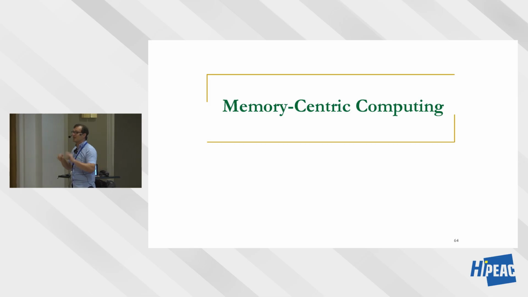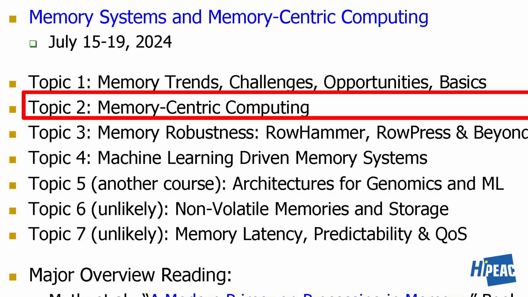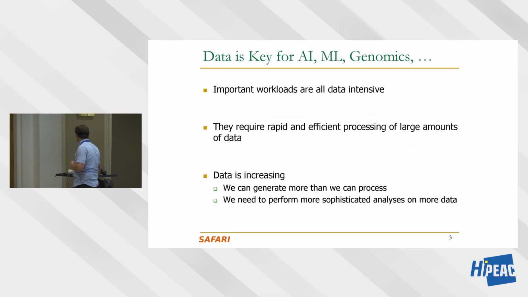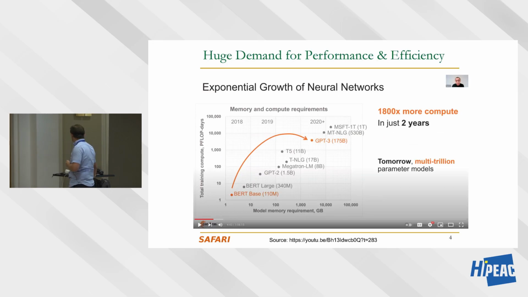I'm going to remind you of some slides that I showed you yesterday. I don't want to cover them again because they're redundant with what we covered yesterday, but this is just to jog your memory of where we are. So this is the second major topic. And I've already said we're having data problems. Data is increasing. There's a huge demand for performance and efficiency. Memory requirements are growing. Compute requirements are growing.